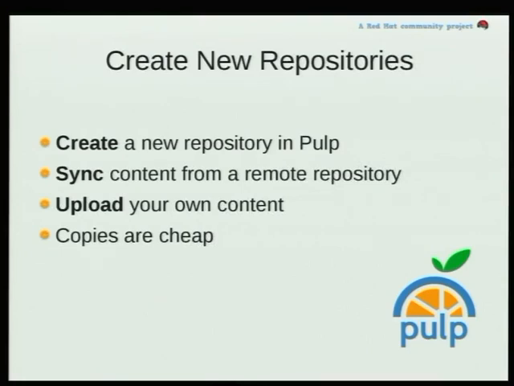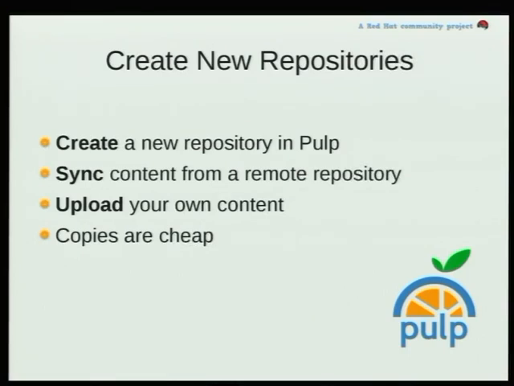So the first step in basic workflow of using Pulp is to create a repository. It's just a record in the database. We haven't put any content in yet, so the next step is to get some content from some remote source, like Docker Hub or the Red Hat CDN or a Fedora mirror, whatever kind of content you're bringing in. Or if you're building your own, you can upload your content into this repository.